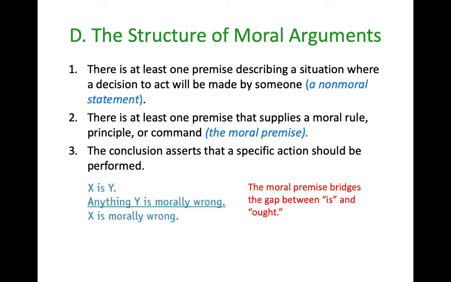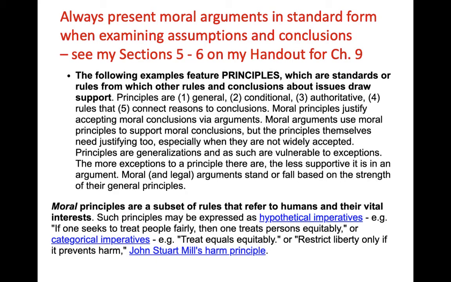Example, abstract argument. We could assume that x is y, and anything y is morally wrong, and so x is morally wrong. So something is a case of that. So fraud is a case of lying. Anything that's lying is morally wrong, so fraud is morally wrong. Of course, it's also illegal if you can catch the person, if you can demonstrate that they committed it. But this is an argument for believing that fraud is wrong because lying is wrong, you see. The moral premise bridges the gap between is and ought.